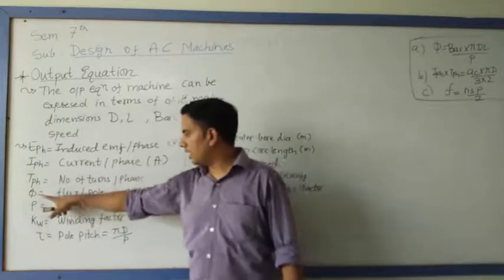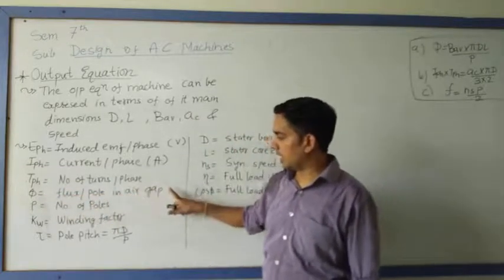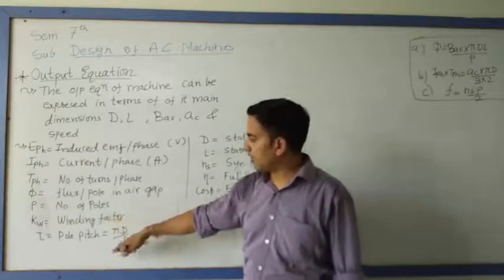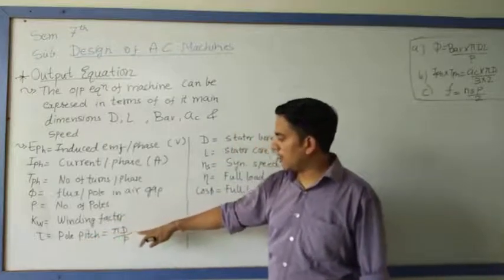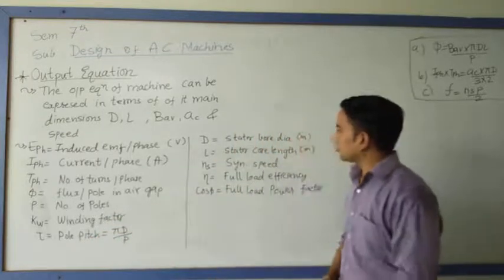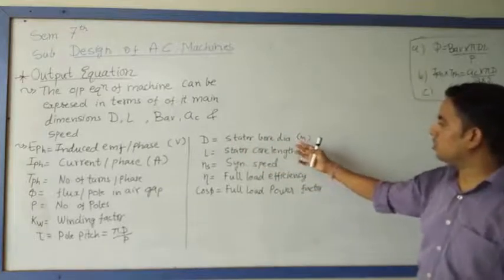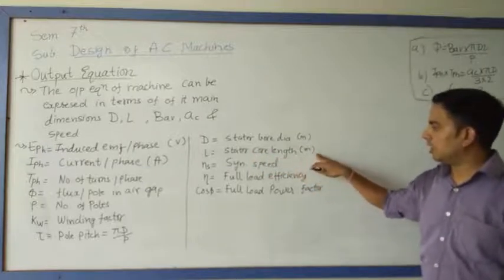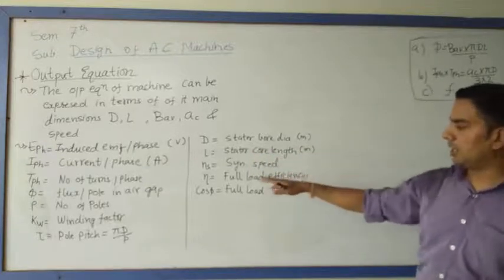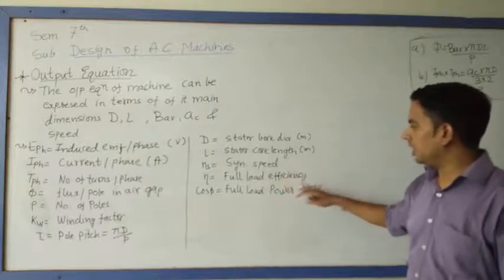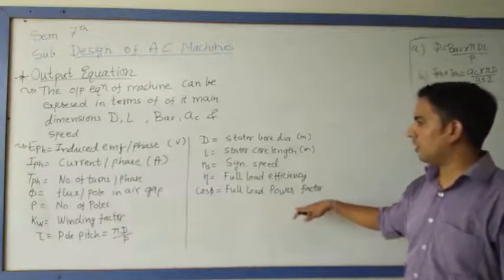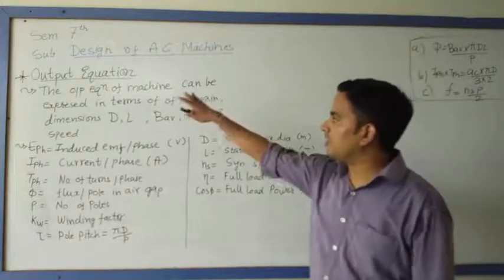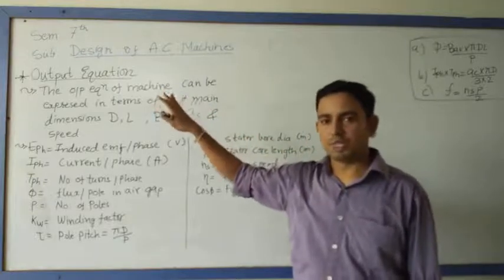Now phi is flux per pole in the air gap. P is the number of poles. Kw is the winding factor. Tau is the pole pitch. It is given by pi d divided by P. D is the stator core diameter in meter. L is the stator core length in meter. Ns is the synchronous speed. Eta is the full load efficiency, and cos phi is full load power factor. These are the terms which we are going to use in derivation of output equation for three-phase induction motor.